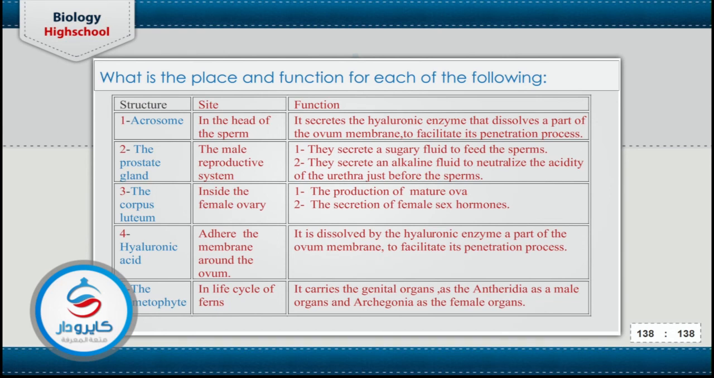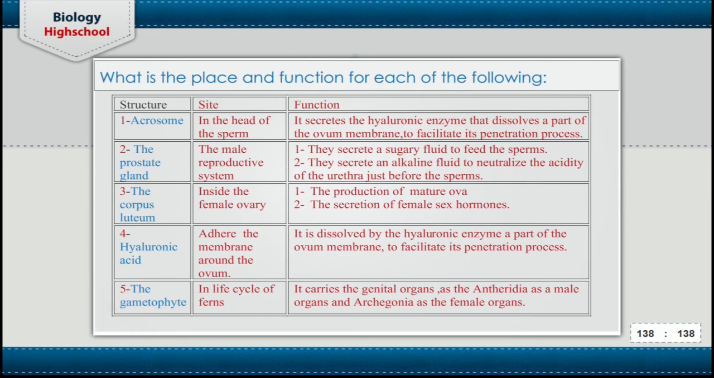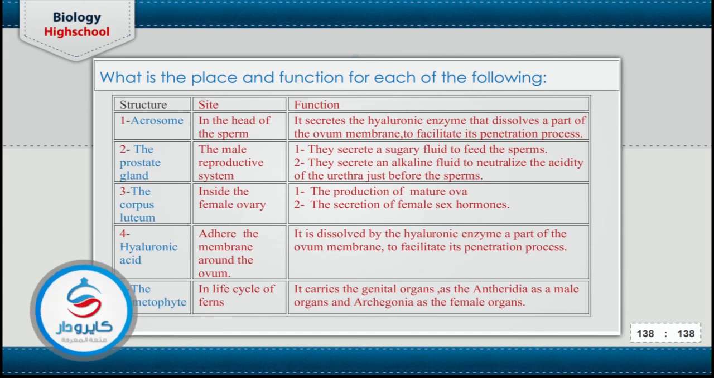The prostate gland acts as the accessory gland in the male reproductive system, around the neck of the urinary bladder. The function of the prostate gland: it secretes a sugary solution to feed the sperms, and as a function of the accessory glands, it secretes the alkaline substance to neutralize the acidic urinogenital duct before the passage of the sperms.